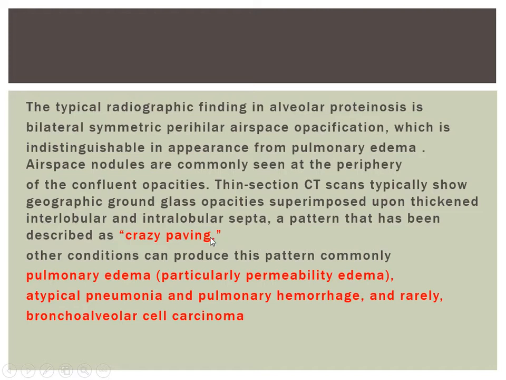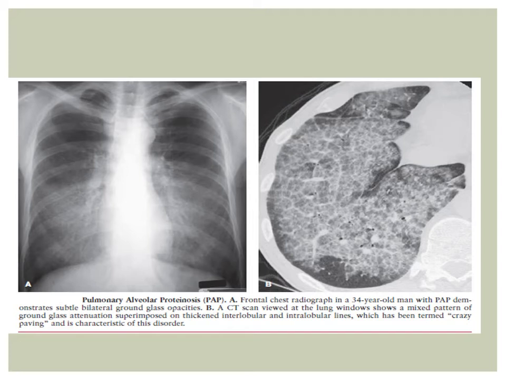characteristic radiological finding is crazy paving. Other conditions can produce this pattern, like pulmonary edema, atypical pneumonia, and pulmonary hemorrhage. Rarely, bronchoalveolar cell carcinoma can produce crazy paving. This is the typical finding of crazy paving on CT scan. You can see the very characteristic interlobular septal thickening with diffuse faint ground glass opacities. Usually they are bilateral and symmetrical. If there is no orthopnea, you should keep in mind the possibility of alveolar proteinosis.